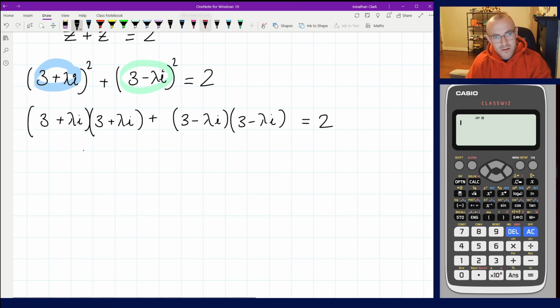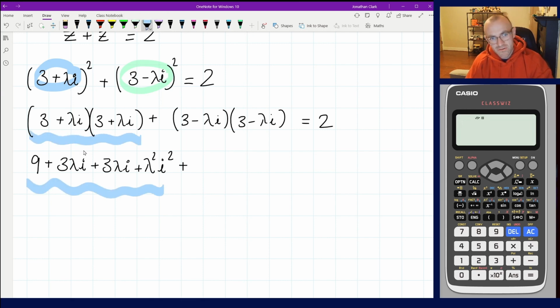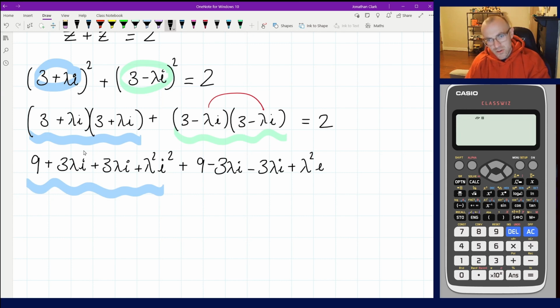Let's file this out. So we're going to get 9 plus 3 lambda i plus another 3 lambda i plus lambda squared i squared. That's the result of the first part. The second part is going to be 9 minus 3 lambda i minus another 3 lambda i, and the last term is a plus, so that is going to be plus lambda squared i squared, is equal to 2.